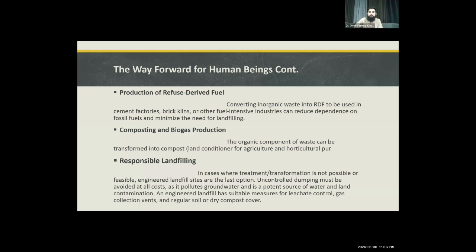Composting and biogas production. The organic component of waste can be transformed into compost, a land conditioner for agricultural and horticultural purposes. So responsible landfilling is also important. We have already discussed it. So kindly, the next slide, please.